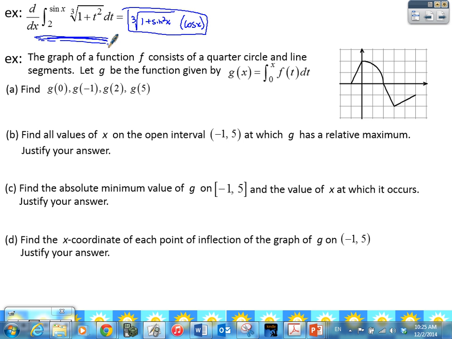Let's say instead of that being sin x, it was sin of 2x. Would that end up as sin squared of 2x times 2 times cosine of x? You would have to chain the sine 2x, so it'd be cosine 2x times 2.